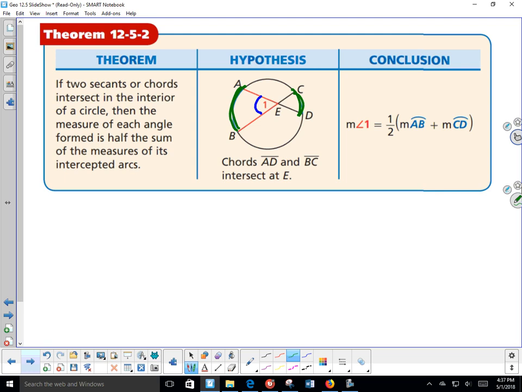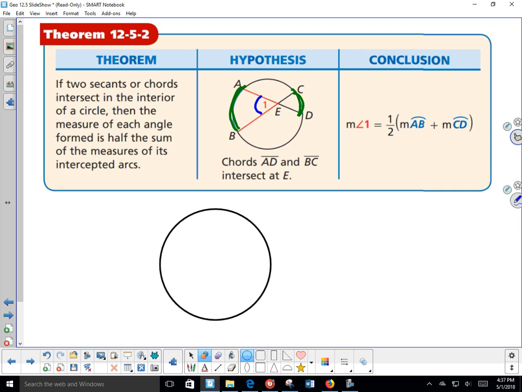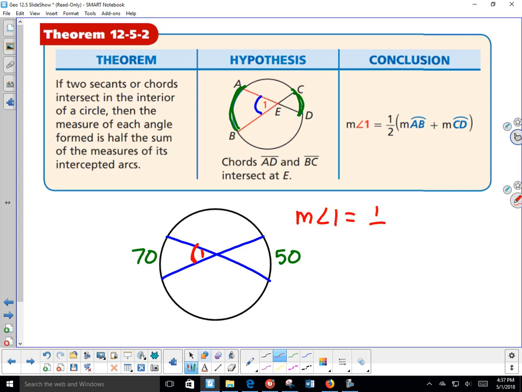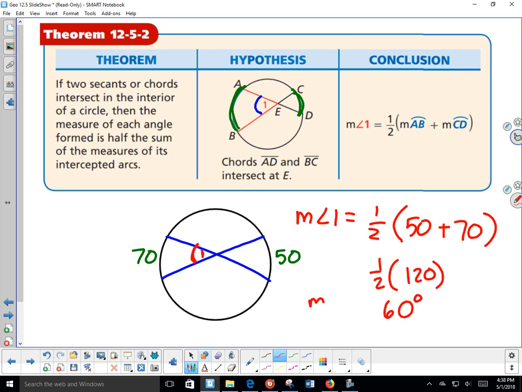So, for example, let's just come up with a quick example here. Let's say I've got this chord and this chord crossing somewhere in the circle, and I know that this arc is 50 and this arc is 70. If I'm trying to find this angle here, I'll call this angle 1. The measure of angle 1 is going to be half of the sum of the 50 plus 70. So that would be half of 120, and that's going to be 60 degrees. So the measure of angle 1 would be 60 degrees.